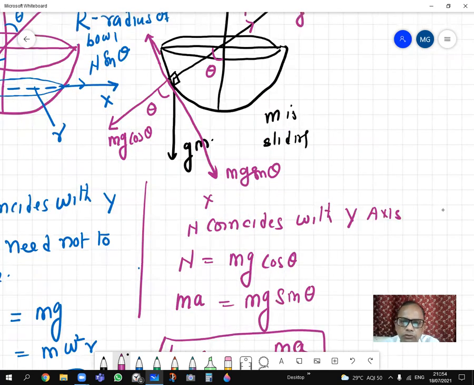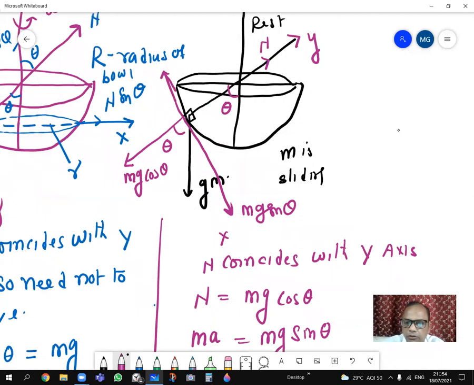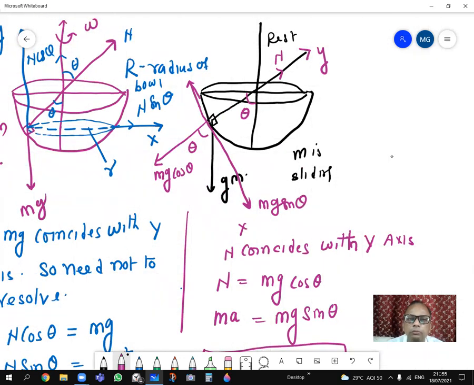So basic thing you should understand. First, we need a system of coordinate axis. This problem can be solved in this frame. This problem can be solved in this frame. But best frame is one where least resolution. Otherwise, you have to resolve more quantities which may lead to complicated cross equations. Cross equation means sin theta and cos theta alternatively will come in equation. So this is how you should proceed in solving problem.